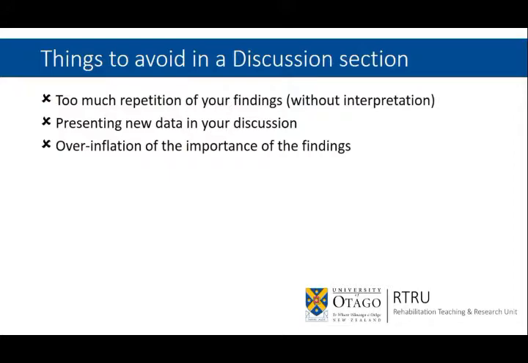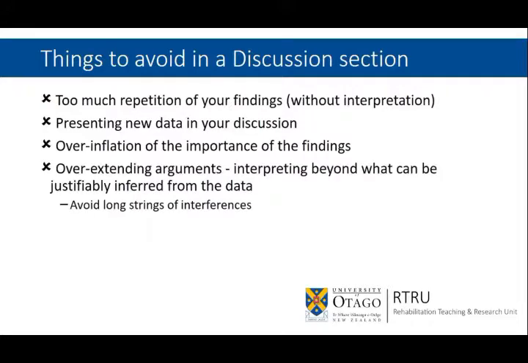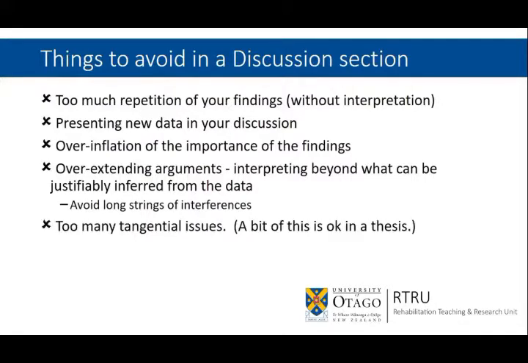Avoid overinflating the importance of your findings. As a scientist, you need to be appropriately conservative in terms of how far you can develop arguments from the data that you have. And similarly, avoid overextending your arguments. Don't interpret beyond what can be justifiably inferred from the data. One thing to look out for is long strings of inferences: if this, then this, then this, then this, when you've moved a long way away from your original data to reach some hypothetical conclusion. Avoid raising too many tangential issues.